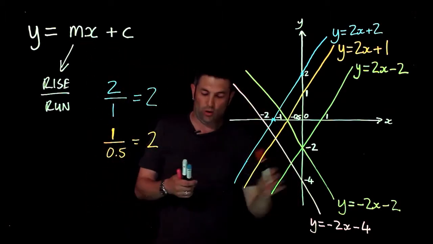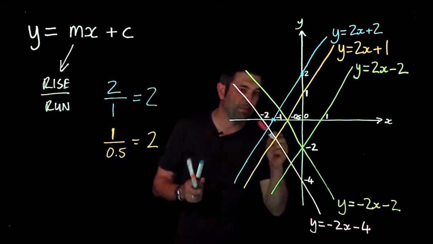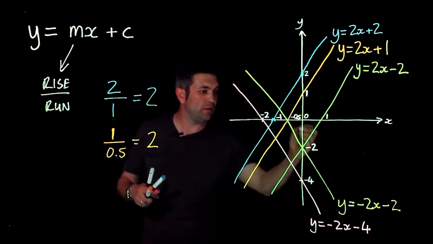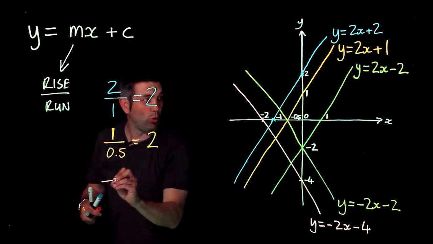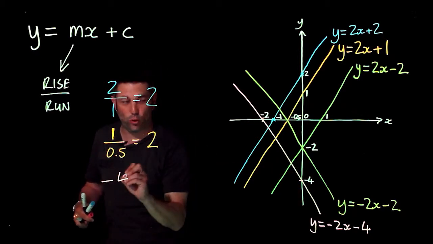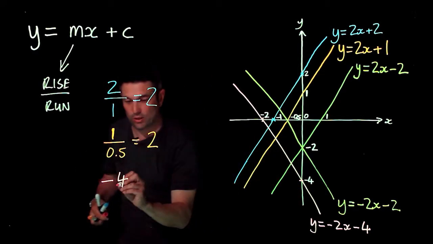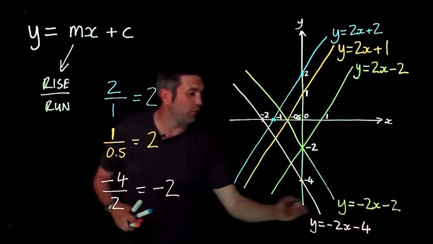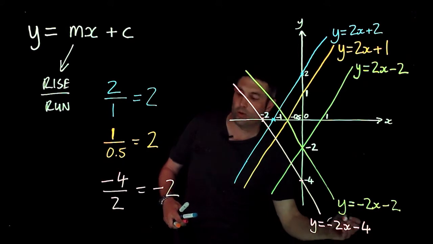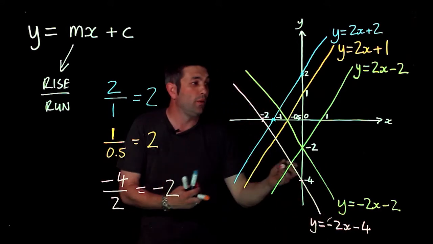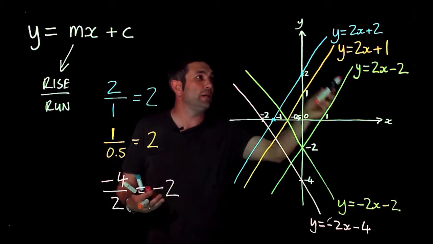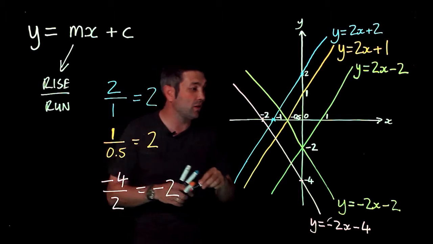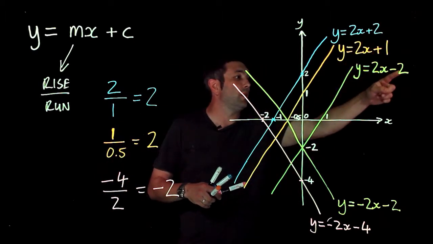Now, if I have a look down here at the pink one, if I've got my rise over run here, so my rise, it goes down 4 from 0, and it goes from -2 to 0, divided by 2. -4 divided by 2 is -2. Fantastic. I've got -2 here. So I've now shown that the rise over the run for these is 2, so the gradient is 2, and for these is -2.